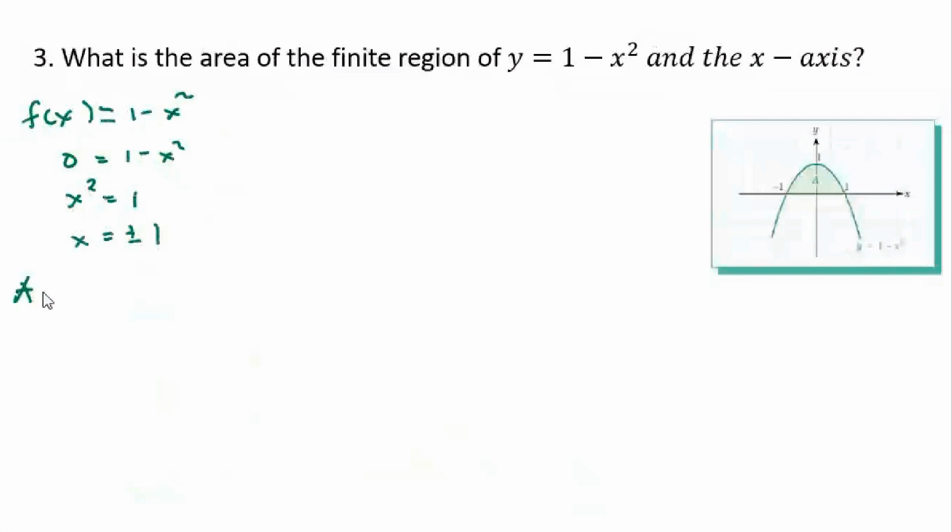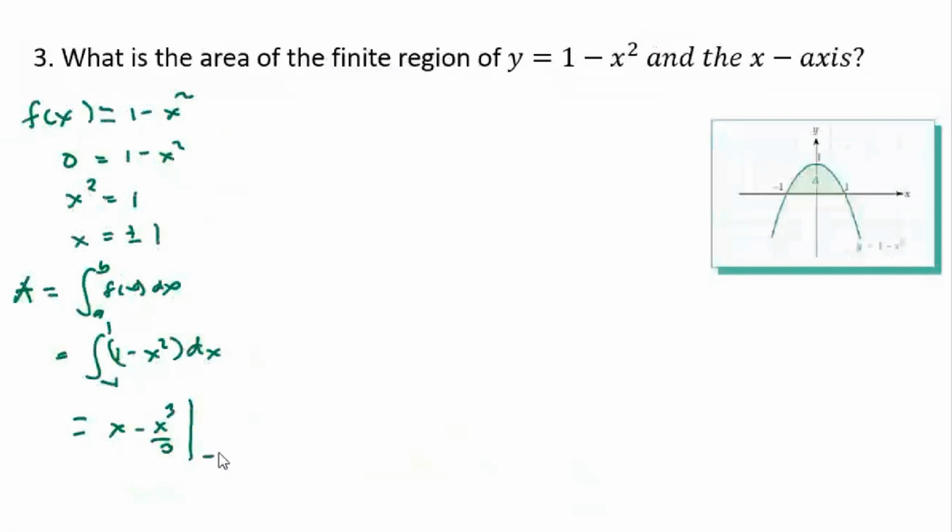So by writing the formula for finding the area, we have area is equal to the integral of f of x dx evaluated from a to b. So we have f of x is 1 minus x squared dx, and the limits are from negative 1 to positive 1. Then take the integration for that. So the integration of 1 dx is just x minus x cubed over 3. And then this will be evaluated from negative 1 to positive 1.